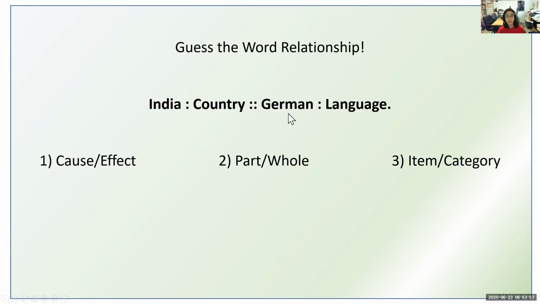All right, and guess the word relationship for this one. India is to country, just as German is to language. So on your piece of paper, write down the number 7, and you'll write either cause effect, part whole, or item category.